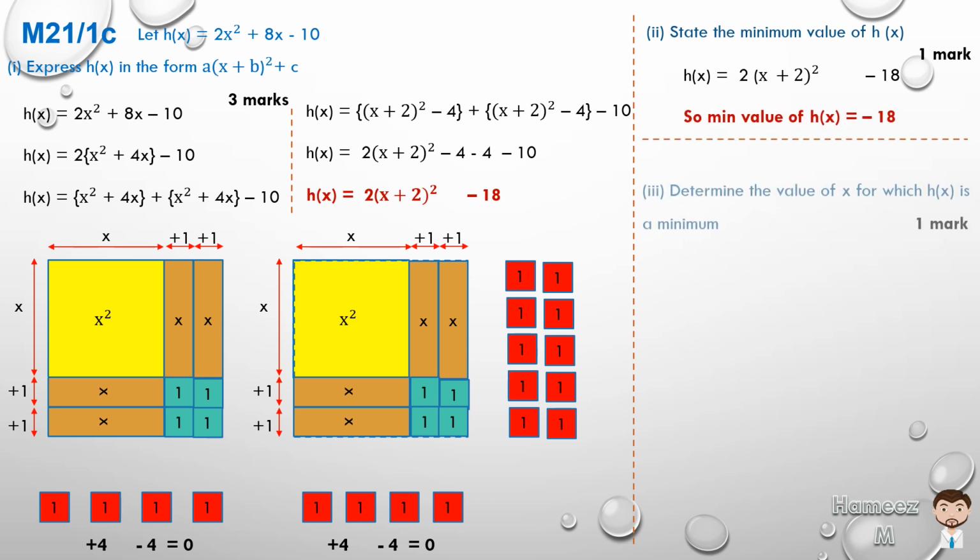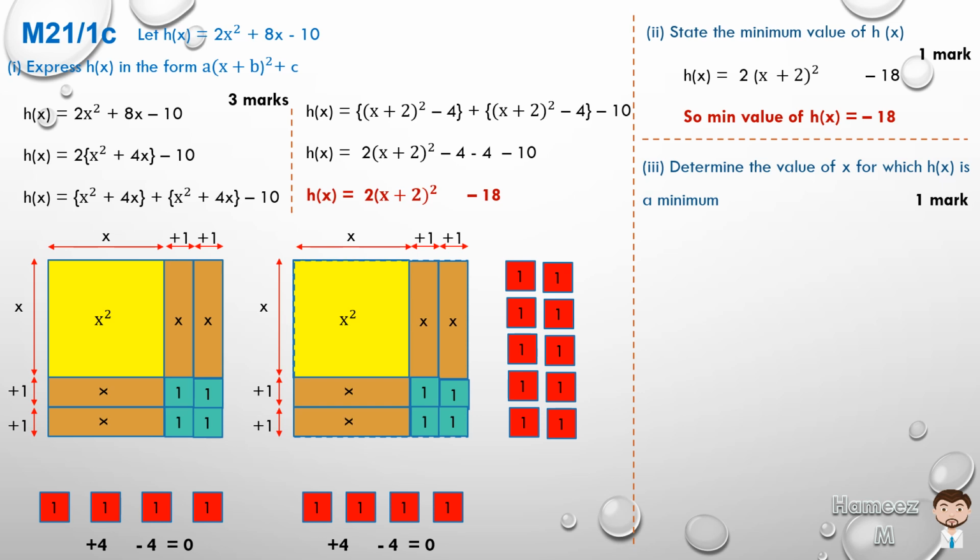And part 3, determine the value of x for which h of x is a minimum. And we just indicated in order for it to be a minimum, the brackets must be equal to 0. So x plus 2 must be equal to 0. Therefore, x is equal to minus 2.